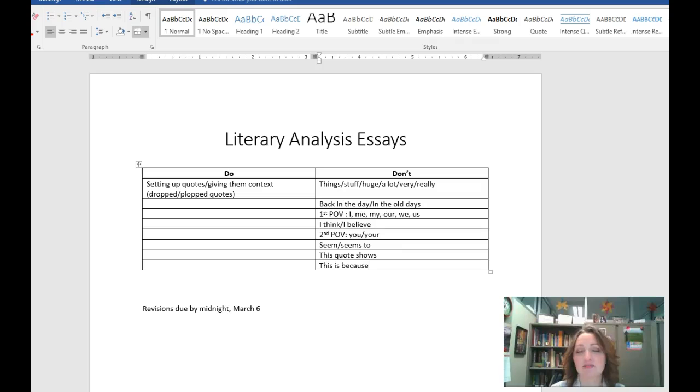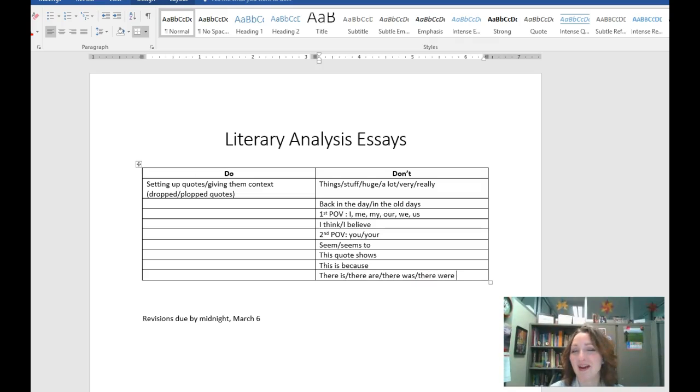This is because sentences that start with there is, there are, there was, there were are fine occasionally, but they shouldn't be a large percentage of your sentences because, again, they just add extra words that aren't necessary. All right, I think that I got most of it, except for a really important one.